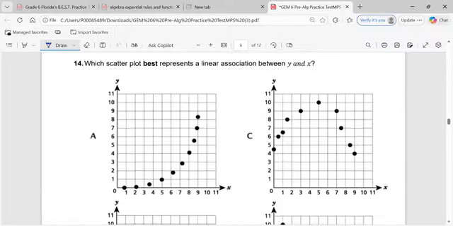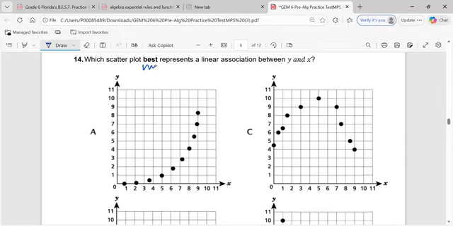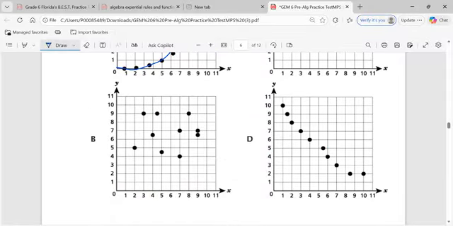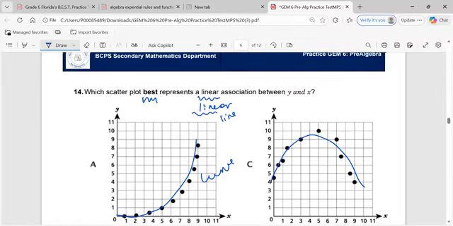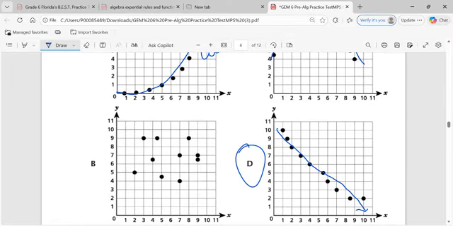All right, now we're going to come down. Which scatter plot best represents a linear function? Remember, linear function, L-I-N-E-A-R, makes a line. So you're looking for a line. Is that a line? Nope. Is that a line? Nope. That's a curve. Is this? It's not even a line. Is this a line? It's a little wonky, but it is the best one that looks like a line. So we're going to go here with D.